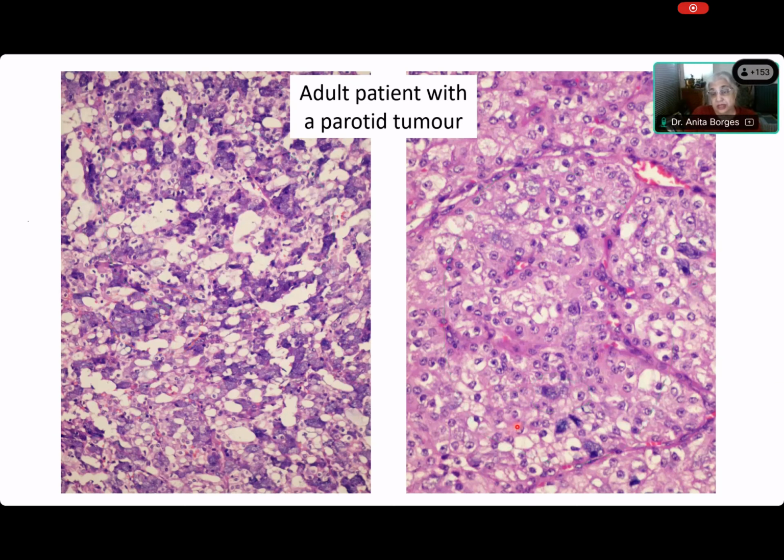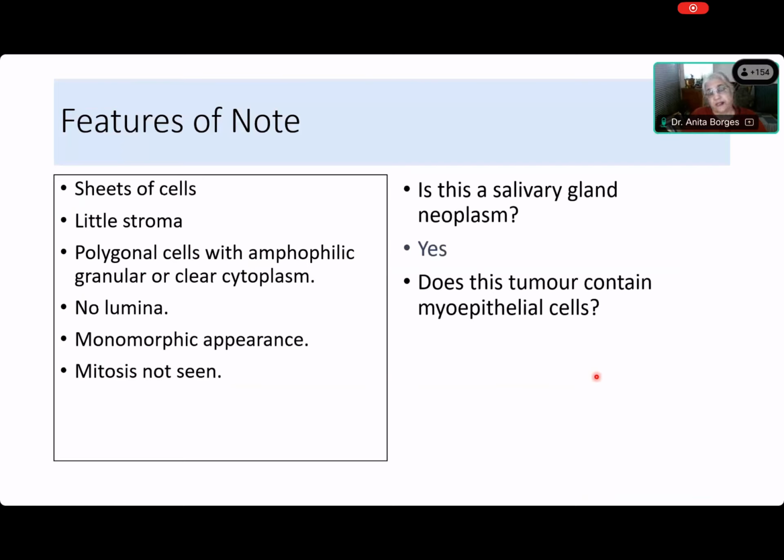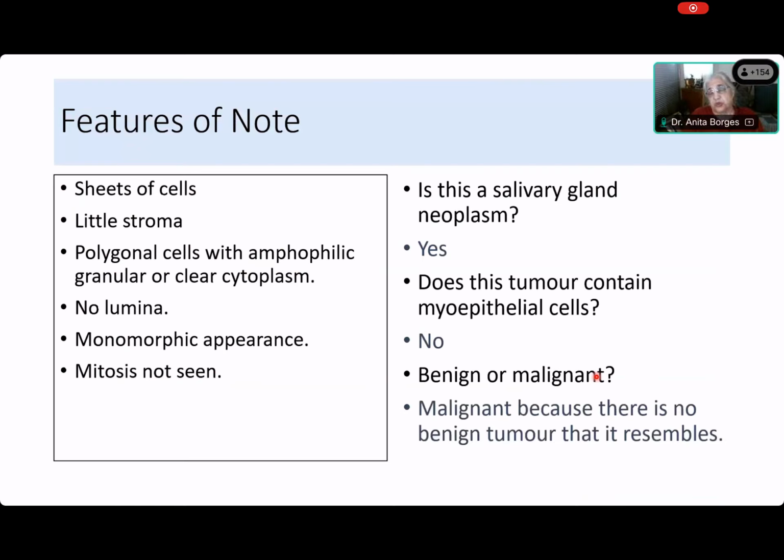So now come on, let's answer the question. Is this a salivary gland neoplasm? Yes, ma'am. Does it contain myoepithelial cells? No, ma'am. Excellent. Is it benign or malignant? It is malignant. Why do you say it's malignant? Because there is no benign tumor that it resembles, right? There is no benign acinic cell tumor. So once again, there are no mitoses, there is no necrosis, there is nothing to tell you that this is going to be malignant.